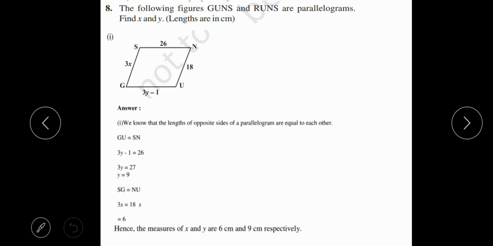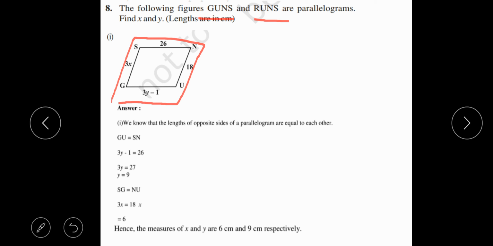The following figure, GUNS and RUNS, are two parallelograms. We have given that GUNS and RUNS are parallelograms. See, this is GUNS, one parallelogram. We have to find the lengths x and y. Lengths are given in centimeters.